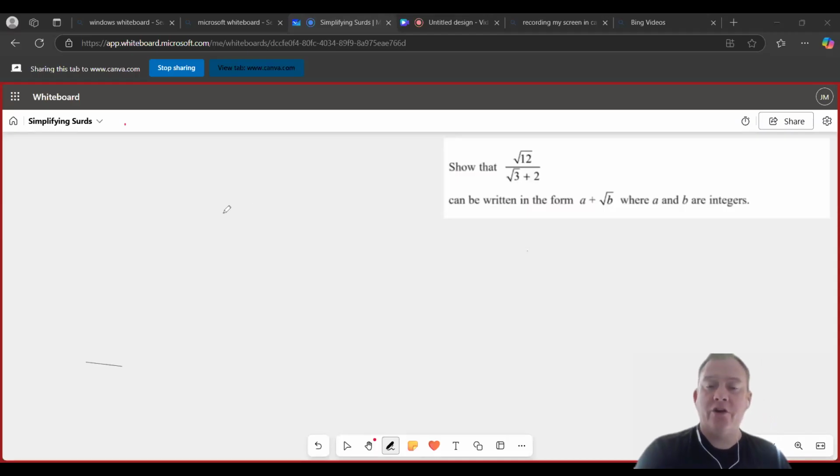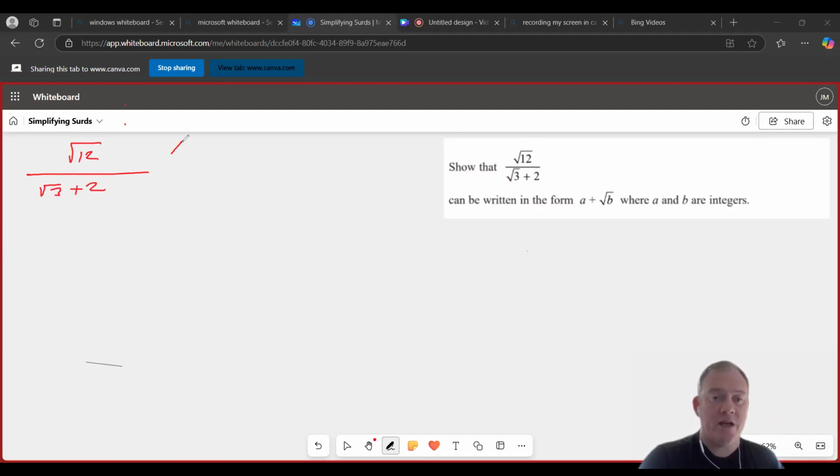Hello, everyone. We're going to do a question that's often not liked by students, a surd question. We're going to show that this fraction can be written in the form a plus square root b. Okay, I'll start by writing it out over here. So we have square root 12 over square root 3 plus 2.